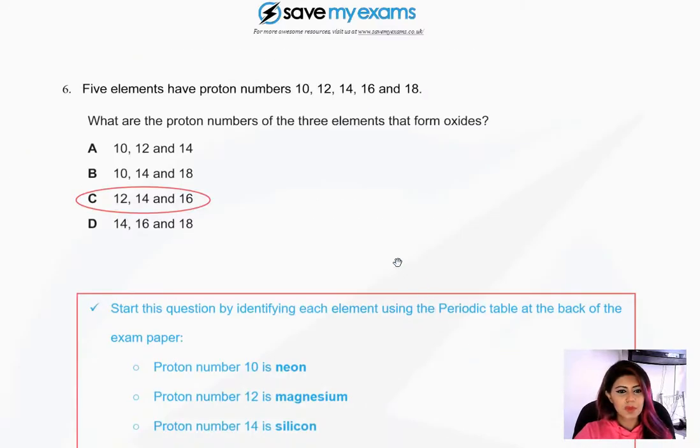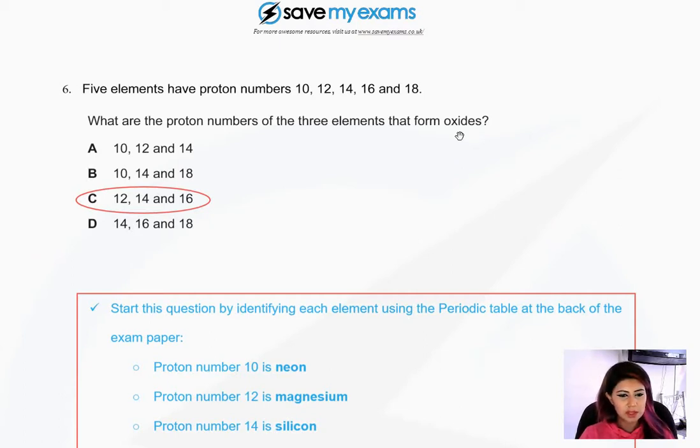Question 6. Five elements have proton numbers 10, 12, 14, 16 and 18. We can figure out from the periodic table what the substances are. What are the proton numbers of the three elements that form oxides? Periodic table. So 12 is magnesium, 14 is silicon, and 16 is sulfur. 18 is argon. Argon has nothing to do with it. Argon is a noble gas, so it can't be B. We can eliminate B and we can eliminate D. We are left with A and C.